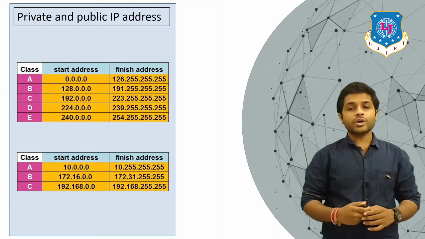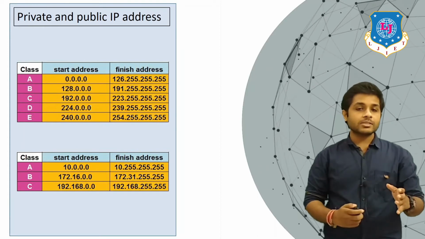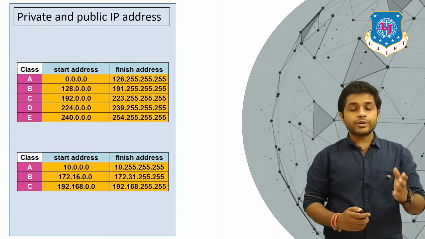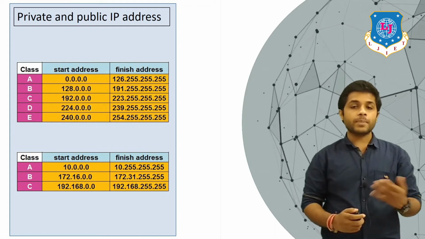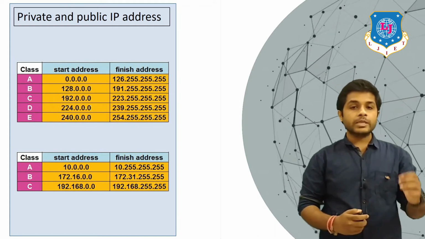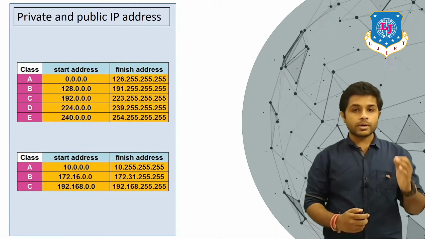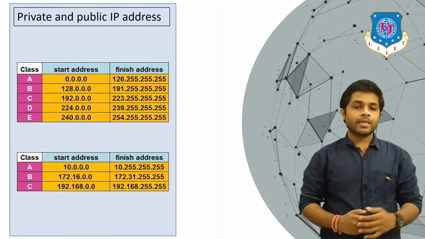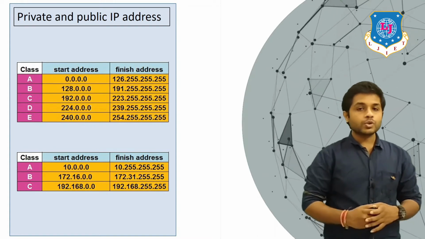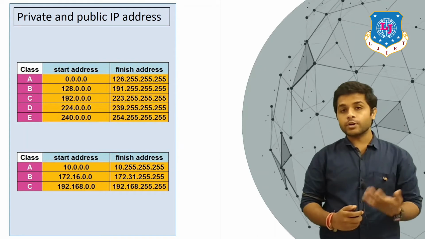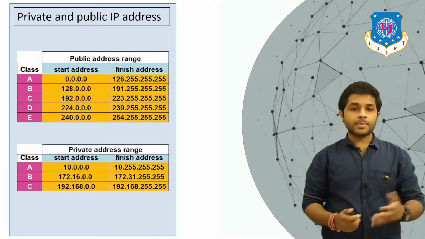So this is the range of private IP addresses in each class. In class A, 10.0.0.0 to 10.255.255.255 is the range of private IP. In class B, it is 172.16.0.0 to 172.31.255.255. In class C, it is 192.168.0.0 to 192.168.255.255. Everything outside these ranges is public IP address, and these are the private IP addresses.